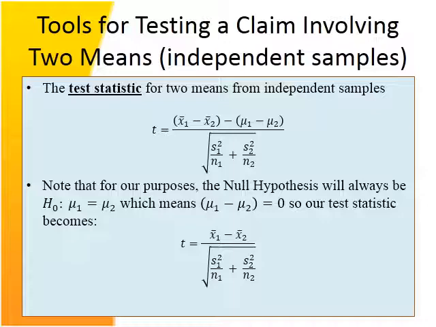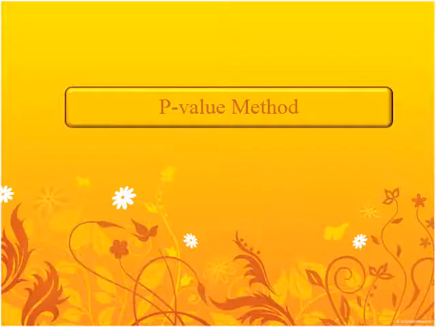So we've got our sample mean from our first sample and our sample mean from our second sample. What we've got under the square root in the denominator is the sample standard deviation squared, which of course is the variance, for the first sample, and the sample standard deviation squared for the second sample. And then of course n1 and n2 are the sample sizes of each of those two samples.